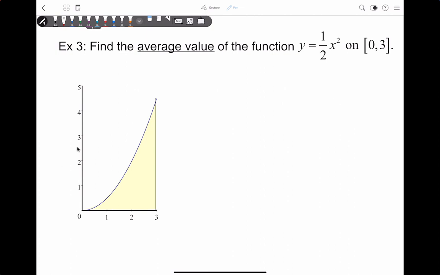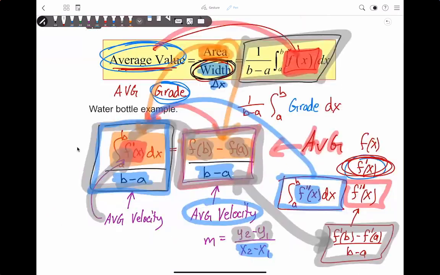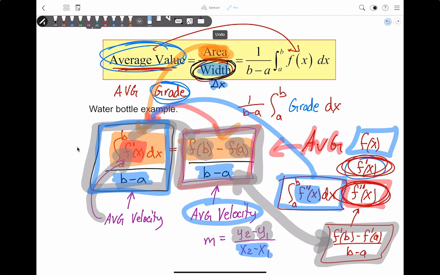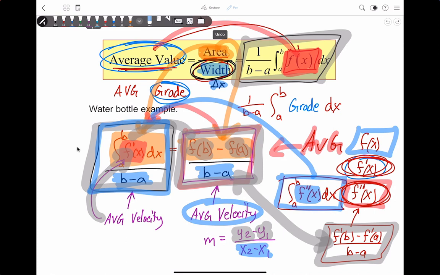Let's start with finding the average value of this function here. This is like saying, what is the average f of x? Prior, we did the average velocity in this example, and we also did the average acceleration. But now on the next slide, we're going to find the average value of f of x. The reason we did velocity is because by default, I went to this first fundamental theorem right here, the average value of that velocity function as an example.